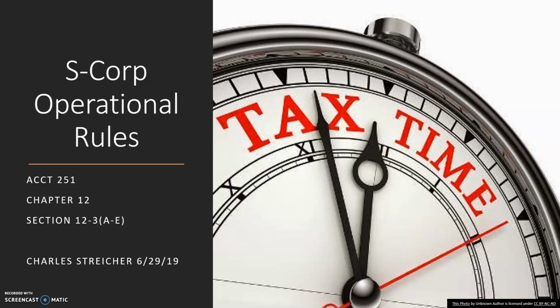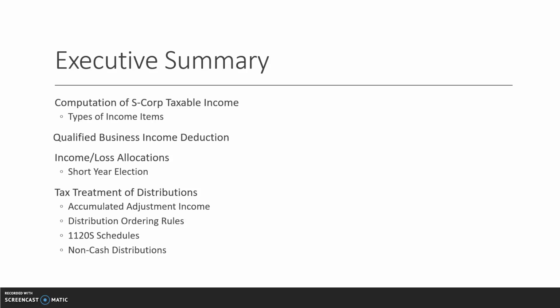I'm going to be touching on Chapter 12, Section 3, A through E. It's going to be talking about some operational rules for S-Corps. What we're going to be touching on today is the computation of S-Corp taxable income and types of income that there are. We're going to talk about how the qualified business income deduction affects S-Corp taxable income, income and loss allocations among shareholders for S corps and what the short year election is for an S corp.